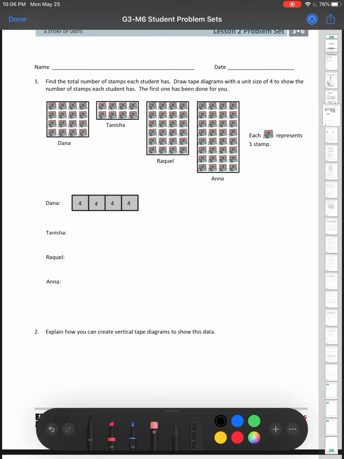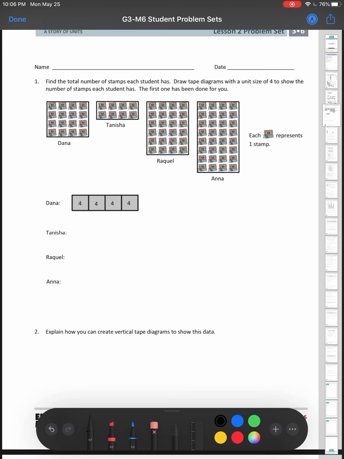This is Module 6, Lesson 2 problem set. Number 1 says find the total number of stamps each student has. Draw tape diagrams with a unit size of 4 to show the number of stamps each student has. The first one has been done for you.